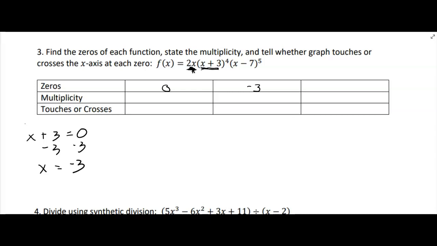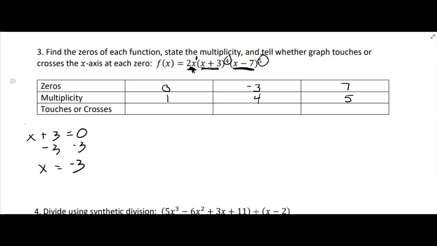Okay, I have a little space. Okay, and then set this factor to 0. Same thing, and you're going to get 7. All right, those are the zeros. There were 3 of them. There they are. What's the multiplicity? Okay, you're looking for the exponents. So for that first factor that had a 0 of 0, the multiplicity was 1. This one, it's 4. And on the 7, it's 5.